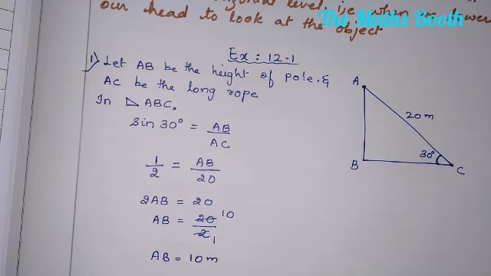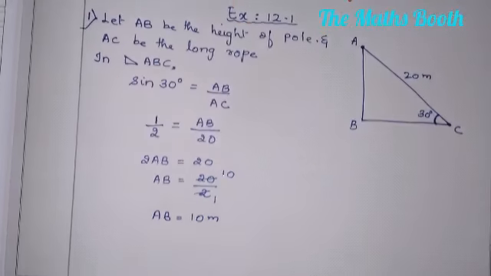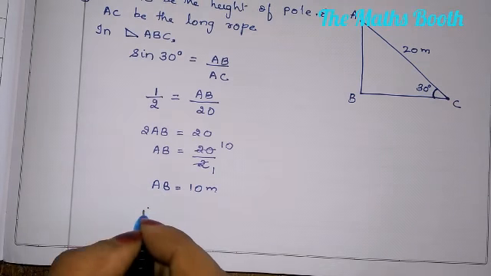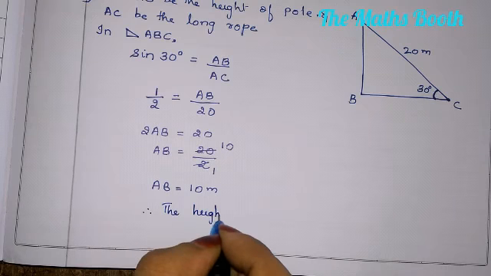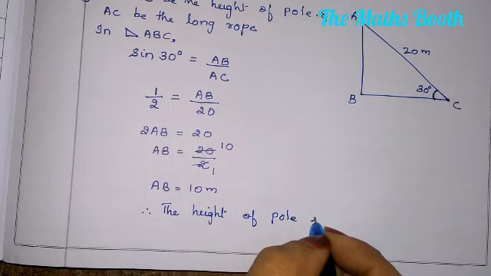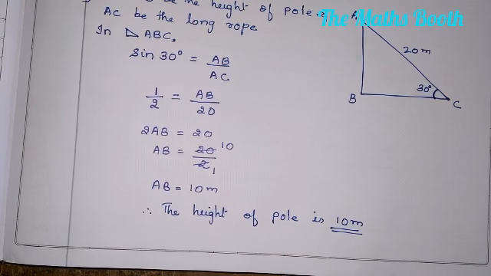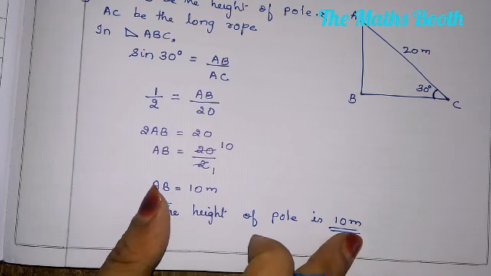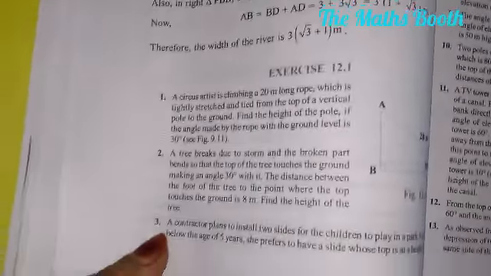Lastly we have to describe that properly. We have to mention the height of the pole is 10 meter. Therefore, the height of the pole is 10 meter. They have told us to find the height of the pole, right? We got the height of the pole is 10 meter. Let us see the second question.